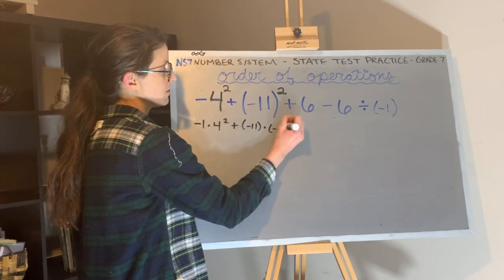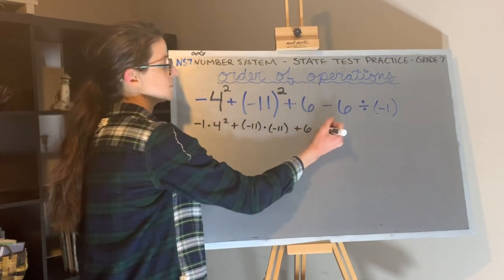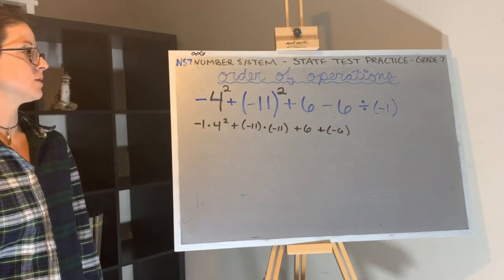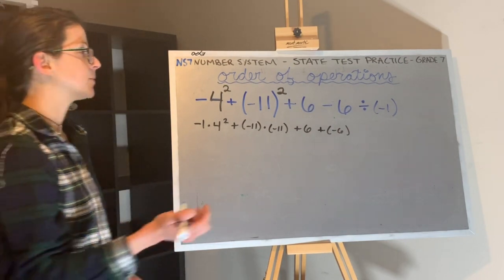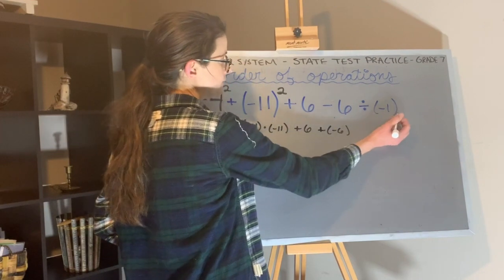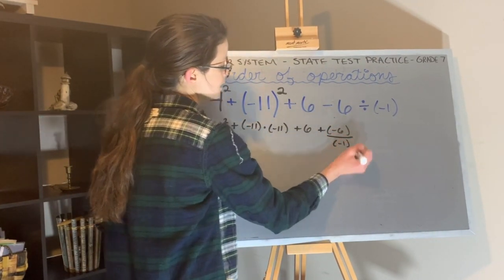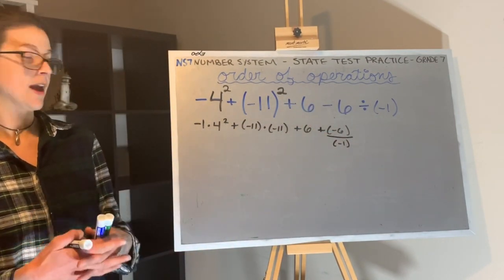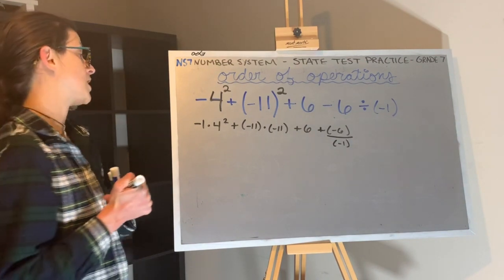So -11 times -11 plus 6. I'm going to go ahead and change that subtract to adding a negative again. It's a good practice, especially as you're getting more and more comfortable with signed numbers. And then instead of divided by -1 horizontally, I love fractions, so I'm going to write it like this. So it's more visual to me that those are a pair. They need to be evaluated before I do any addition and subtraction.